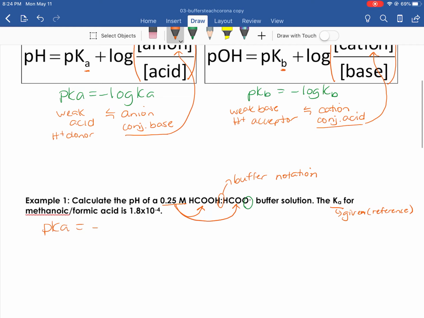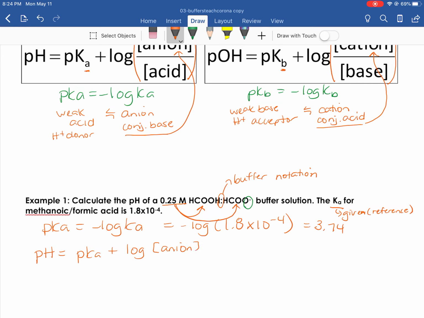Okay, so we are given Ka, but not pKa, so that's an important first step. So again, pKa is negative log Ka, so negative log of 1.8 times 10 to the negative 4 gives you 3.74, and then, excuse me, now we're ready to go. pKa plus log anion over acid.